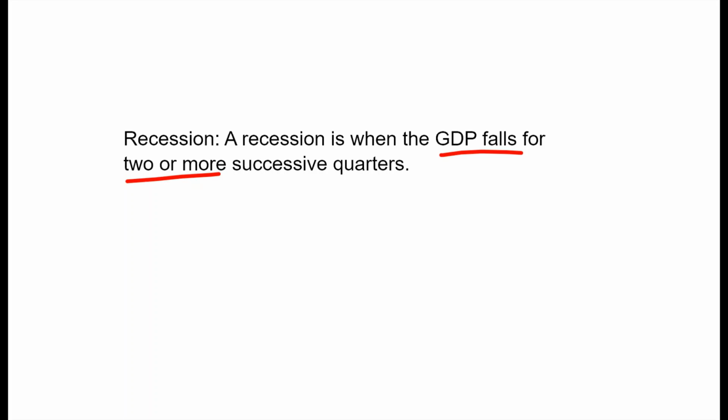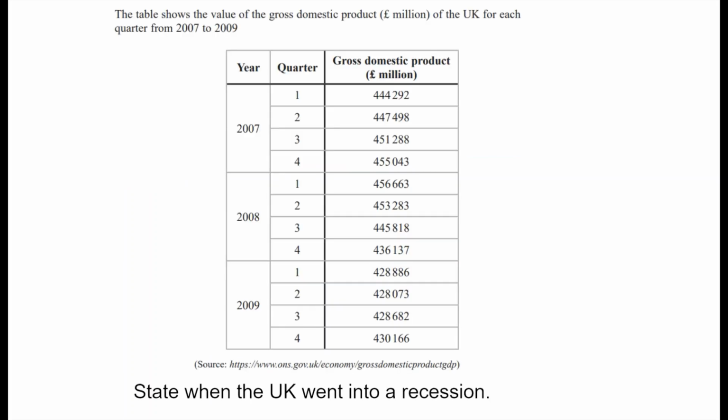And in politics, that is a big thing. They discuss this quite often. So if we look at an example, and this is using data for the UK, the table shows the GDP for the UK for the quarters between 2007 and 2009. And the question's asking, state when the UK went into a recession.